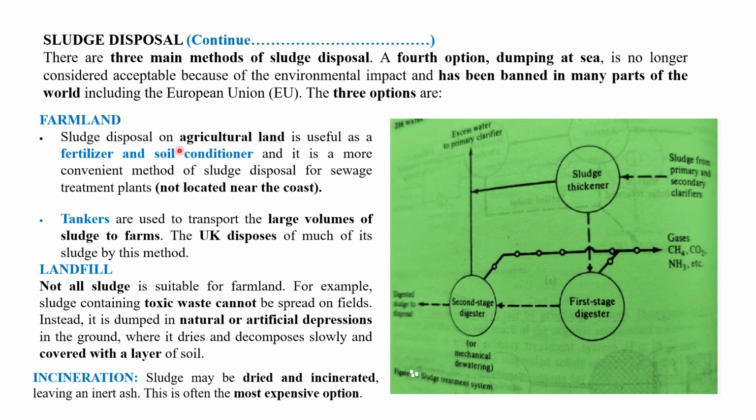The third disposal technique is incineration. Sludge may be dried and incinerated, leaving an inert ash. This is often the most expensive option.